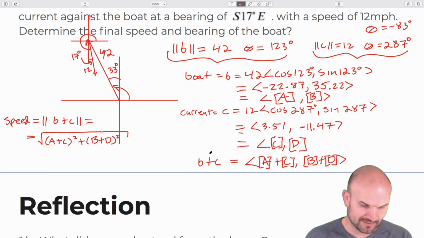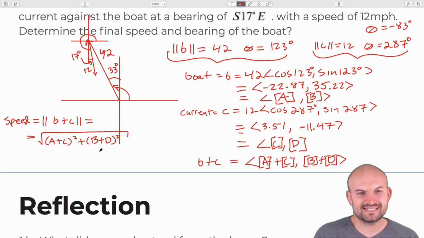So I'll do alpha A plus alpha C, square that. And then I'm going to add that to alpha B plus alpha D and square that. Then I'm going to take the square root of that, and I get 30.64.